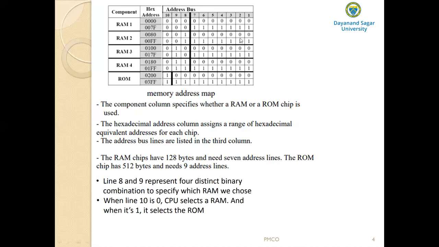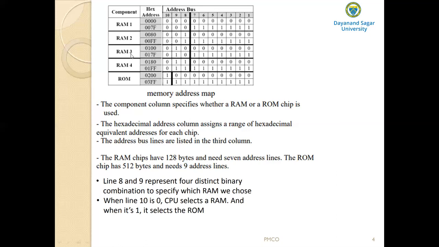Then group 4 bits to form the hexadecimal equivalent. So this is 0 0 0, grouped as 1 0 0 0. That is 1 0 0 0, how much is that? 8. Then the remaining is 0 0. So the starting address is 0 0 8 0. And what is the ending address? Group 4 bits again, 1 1 1 1, so this is F. Again 1 1 1 F, then the remaining 0. So 0 0 F F.